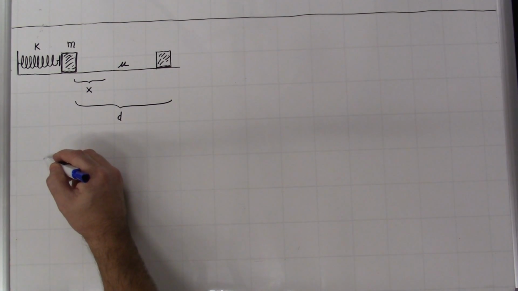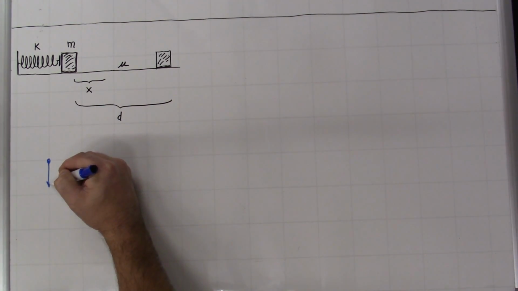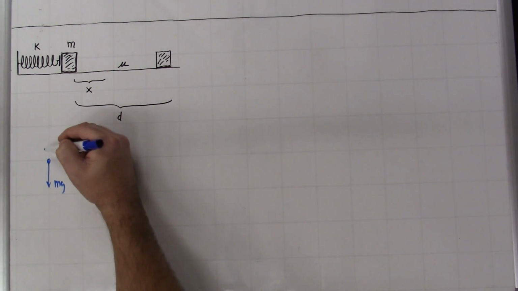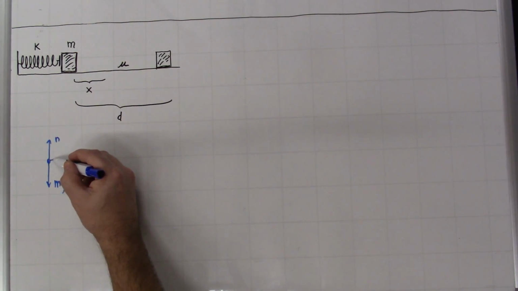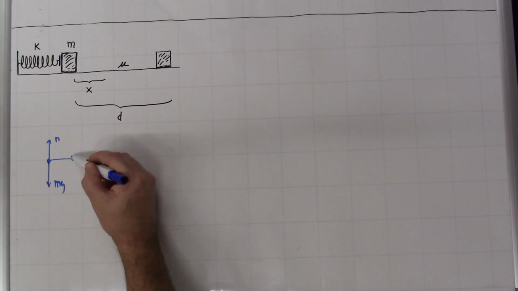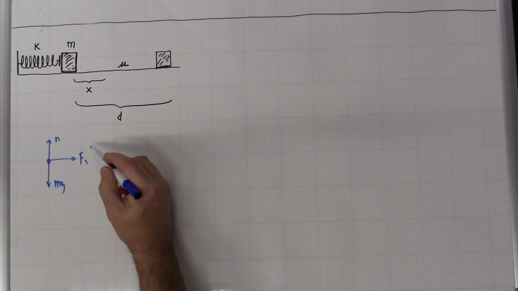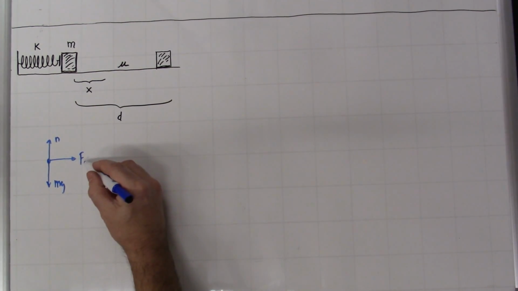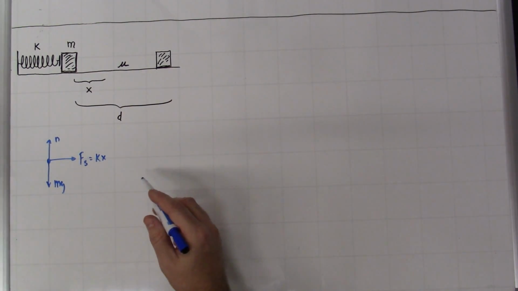So if we look at a force diagram for the block at that moment, we know that the earth is pulling it down, call that the weight, we use mg to represent that. There's some normal force here, that's the perpendicular force by the surface, and the spring is pushing the block to the right, and we call that Fs, the spring force, and we know it's equal to kx.